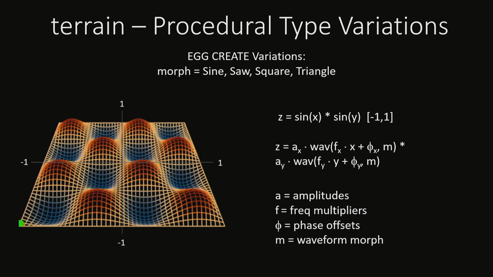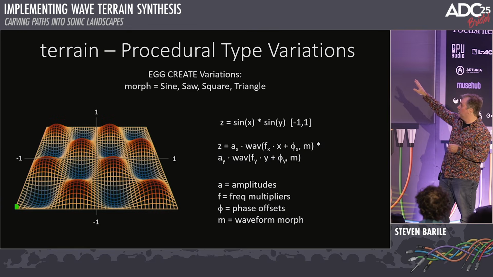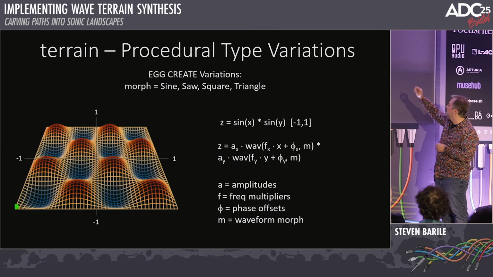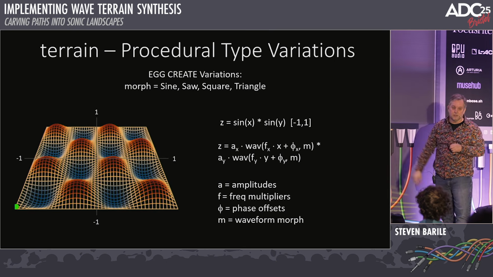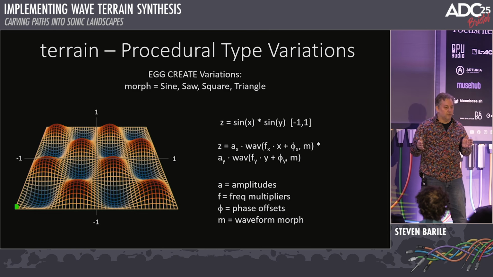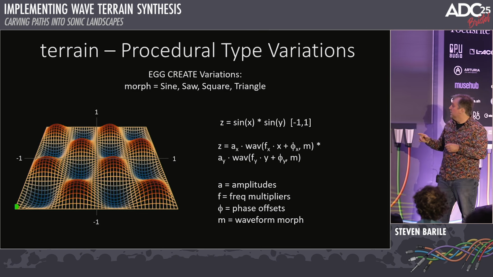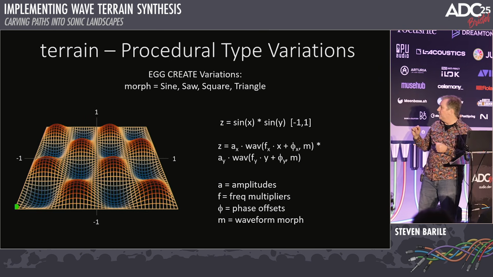One of the interesting things to do is to generalize the sine wave with a generic waveform. So I created a waveform called wave, and the m variable in the argument list is a floating point variable that morphs through 4 different waveforms. These are going to be easier to see, but I just wanted to point that out.